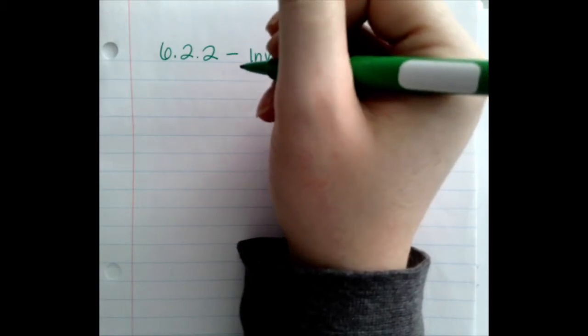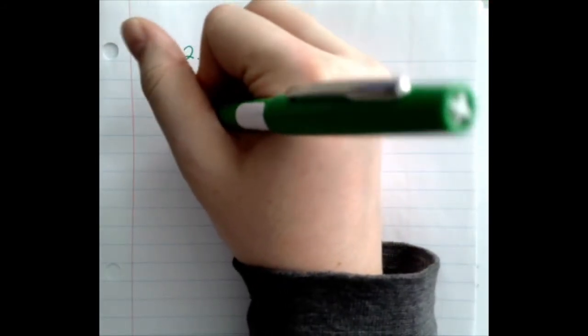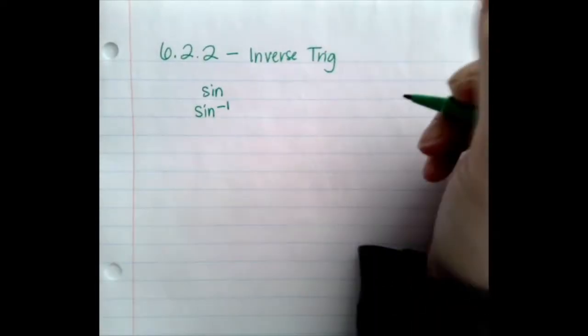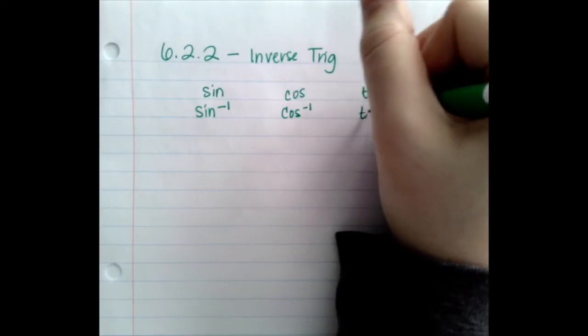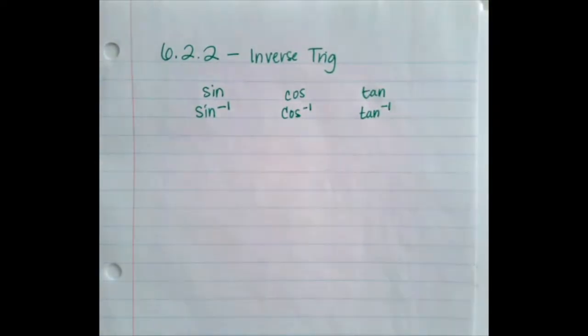The inverses are actually pretty easy to remember. Just like addition is the inverse of subtraction, each of these has its inverse. Sine's inverse is written like this, and cosine's the same way, and tangent's as well.